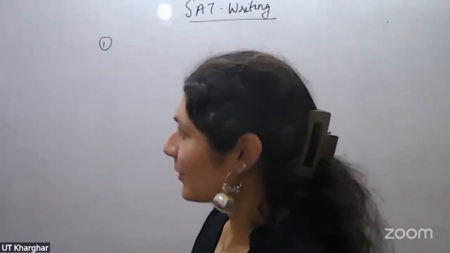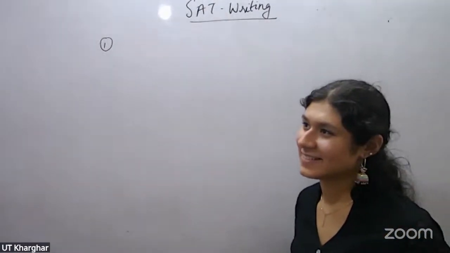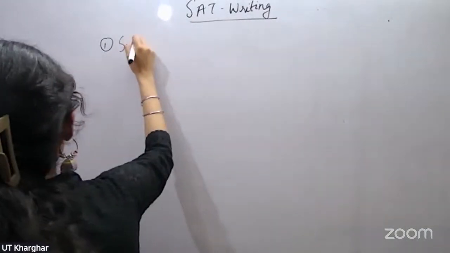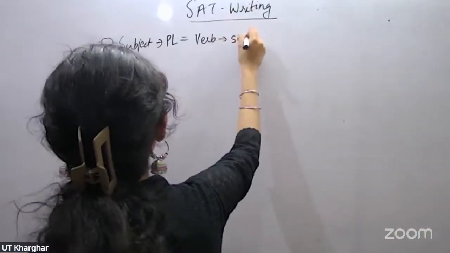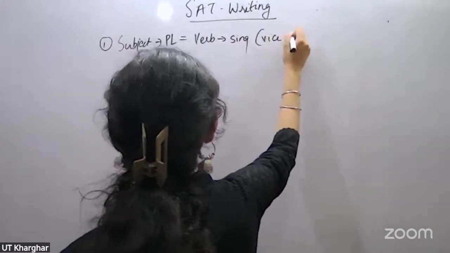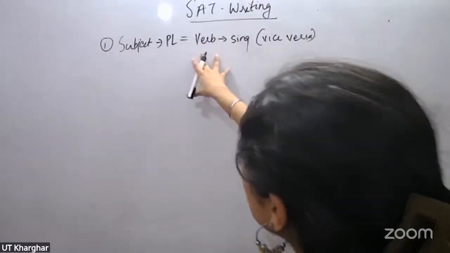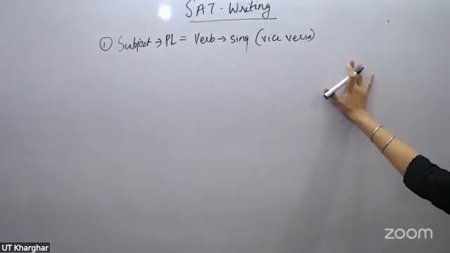Ma'am, that the verb should agree with the subject. Yeah, I know that needs to happen, but explain it further, elaborate how. Just told you. If the subject is plural, then the verb would be singular and vice versa. Vice versa matlab, what does this mean? If the verb is plural, then the subject would be singular. This is the main rule, okay?